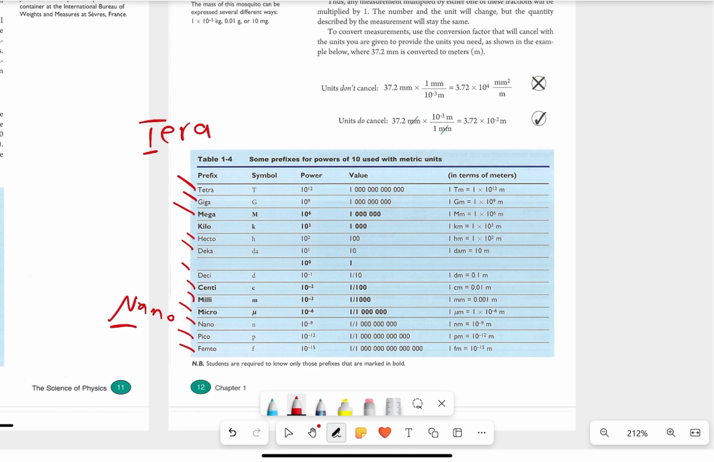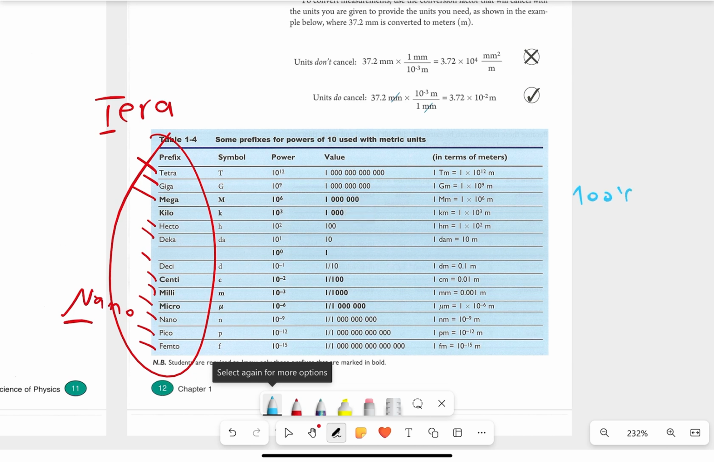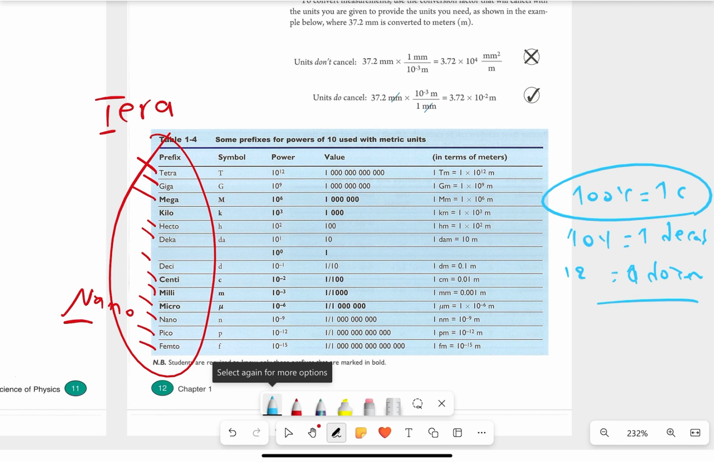Guys, some of you might not understand what these prefixes are used for. Okay, these prefixes only express powers of 10. Let me give you a simple example. You have 100 years, which is equal to 1 century. You have, let's say, 10 years, which is equal to 1 decade. You have 12, for example, which is equal to a dozen, okay? These numbers are exactly like this. These are just expressing powers of 10.